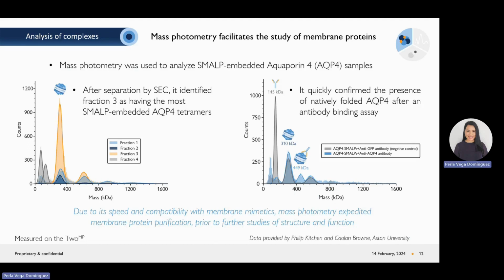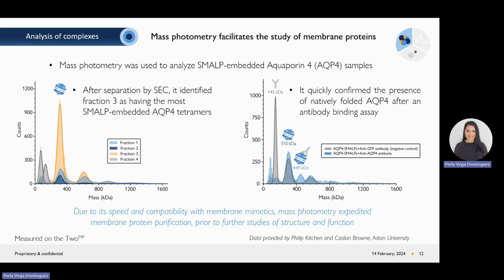Mass photometry can also facilitate the study of membrane proteins that sometimes, because of their nature and the requirement to remain soluble in aqueous solutions, may be challenging to characterize in other systems. This data was generated by Philip Kitchen, who's going to be our next speaker, and Kaoru Brown at Aston University. Here it's shown aquaporin 4, which is an integral membrane protein that is commonly found in the central nervous system and is a promising drug target.